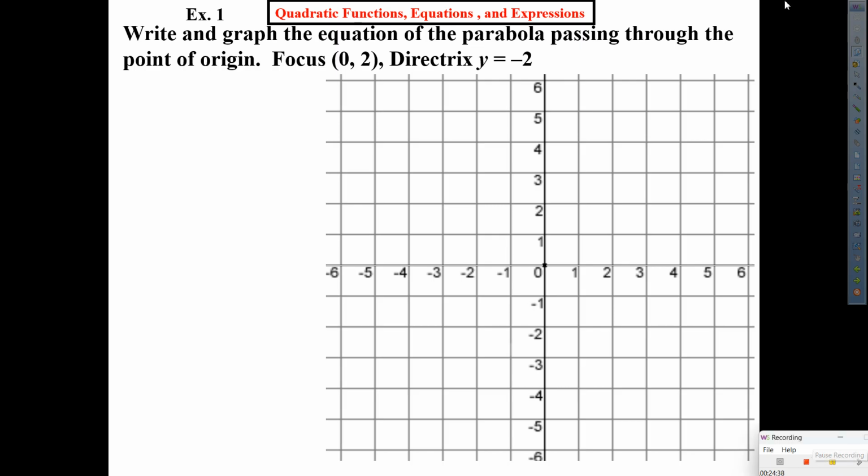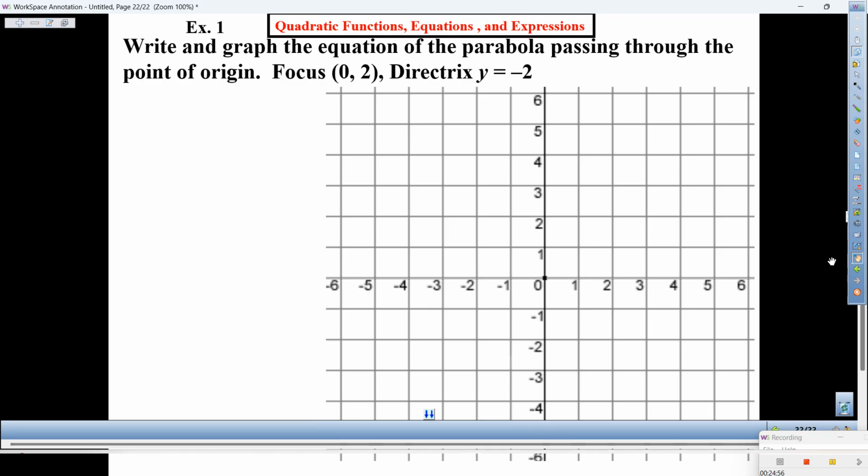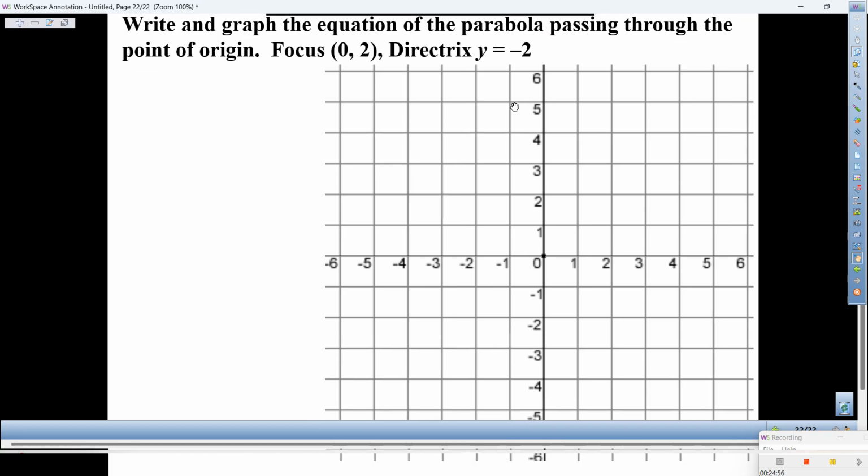All right, here we go. Once again, it reads, write and graph the equation of the parabola passing through the point of origin, focus (0, 2), directrix y equals negative 2. So first and foremost, look up, guys. Tell your neighbor, what equation are we going to write if the directrix is y equals negative 2? What equation do we write?